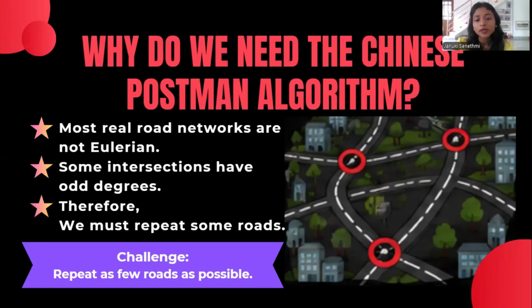The Chinese Postman algorithm answers this question by finding the smallest amount of extra travel needed. Instead of randomly repeating roads, it chooses the shortest path to duplicate, making the overall route as efficient as possible.